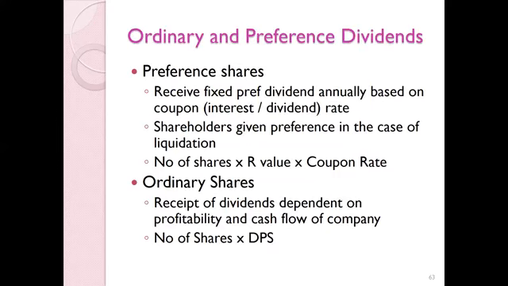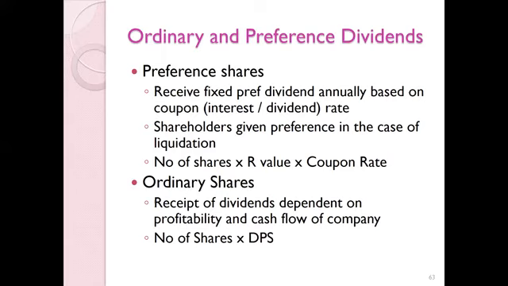When looking at ordinary and preference dividends, we would need to associate that with the ordinary dividends for ordinary shares and preference dividends for preference shares. Starting off with preference shares, they receive a fixed preference dividend annually based on the coupon rate. Okay, so it's important that we are able to identify the coupon rate in a question and know that that rate is what we're going to use when calculating our preference dividend. Shareholders are given preference also in the case of liquidation. So there are certain perks associated with holding preference shares over the ordinary shares.